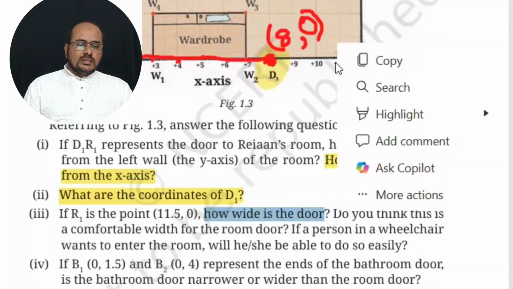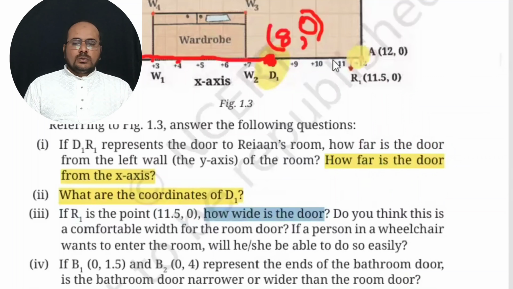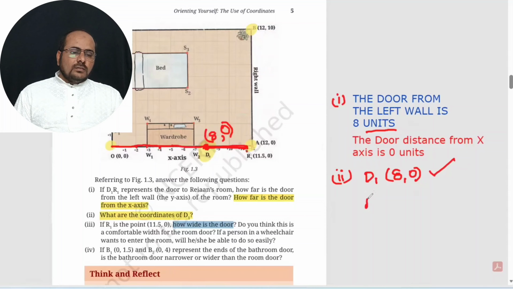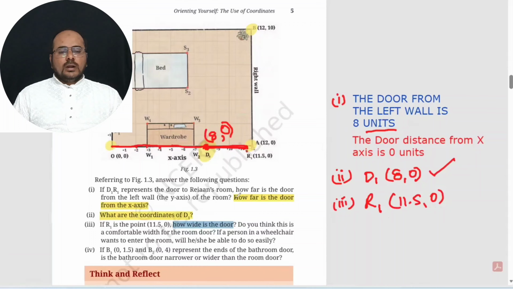So we have to find the distance between D1 and R1. In the first problem we discussed that D1 to R1 is the width of the door. That means here we have to find R1. First, take the R1 coordinates as 11.5, 0.